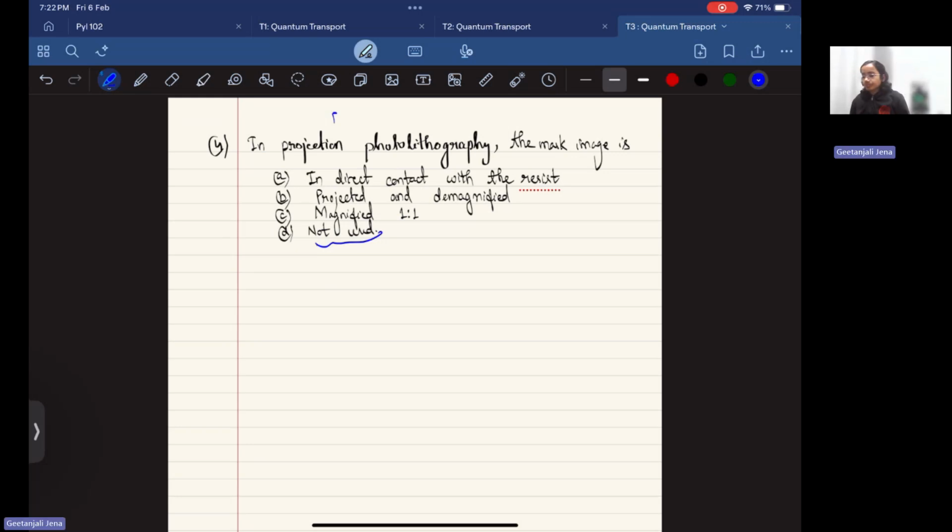So if you recall the projection mode photolithography, we project the image of the mask on the photoresist using the optical system. So that means for projection photolithography, option B will be the correct option, because option A says it is in direct contact with the resist, which is not the case. Option C is magnified 1 to 1, which is also not the case, and option D, it is not used, which is not correct. So the answer will be option B.